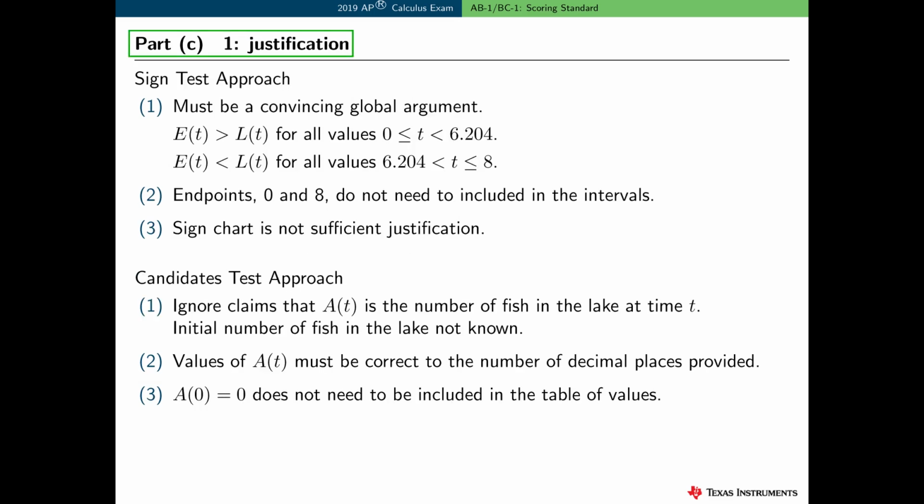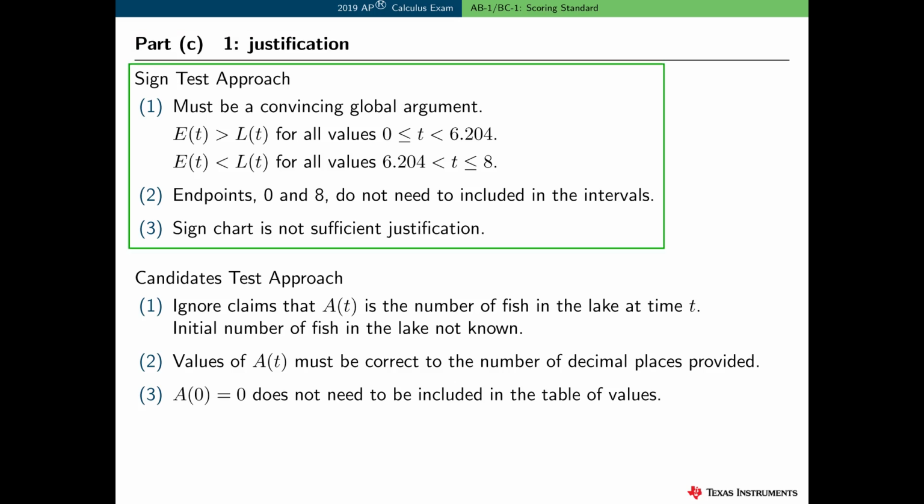The third point in Part C was for the justification, and there were 2 common student responses here. The first involved the sign test approach. We must be convinced that the student is presenting a global argument, and here's an example of how they can do so. However, the endpoints do not need to be included in the intervals, but remember, a sign chart is not sufficient justification.